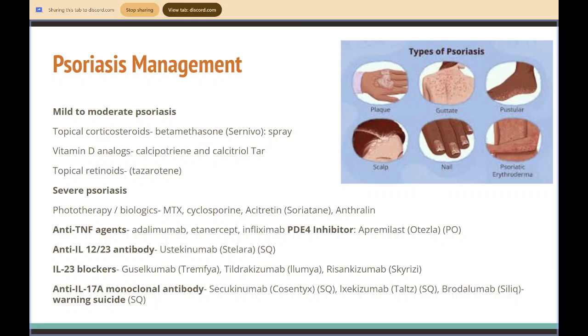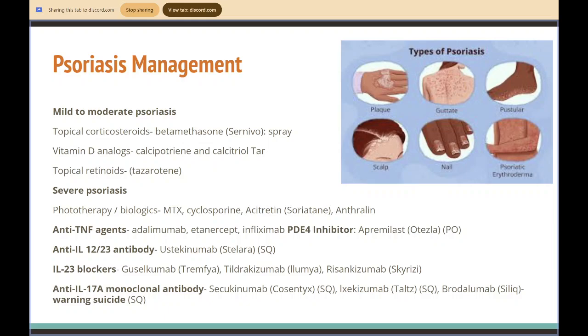So top right, we have a picture with plaque, guttate, pustular, scalp, nail, and psoriatic erythroderma, different types. And we classify them mild, moderate, severe psoriasis. So I have some names and brand names. Topical is going to be betamethasone. There's also a spray. Vitamin D analogs, topical retinoids. And then if it's severe psoriasis, we'll try phototherapy and biologics. So methotrexate, cyclosporin, acitretin, and anthralin.